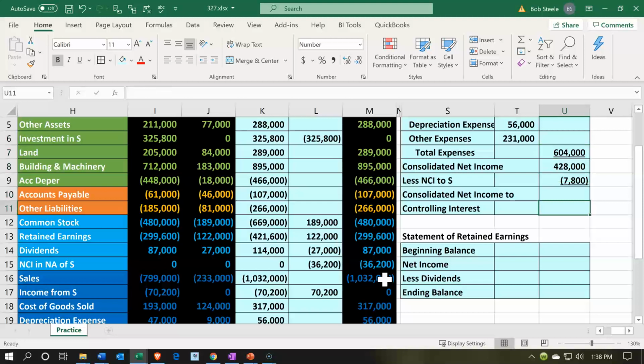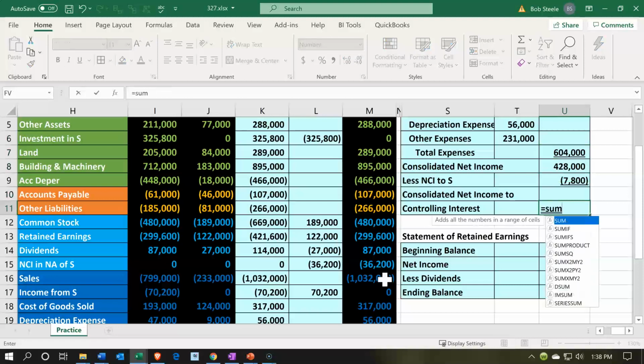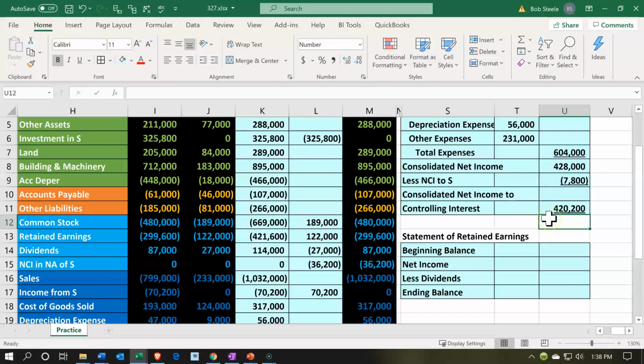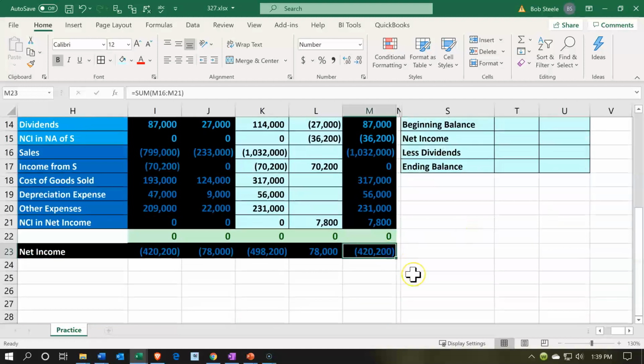Now I'm going to do the sum formula, which is going to subtract these two out. The 428 minus that 7,008 gives us the 420,200. So the 420,200 is the 420,200 here.